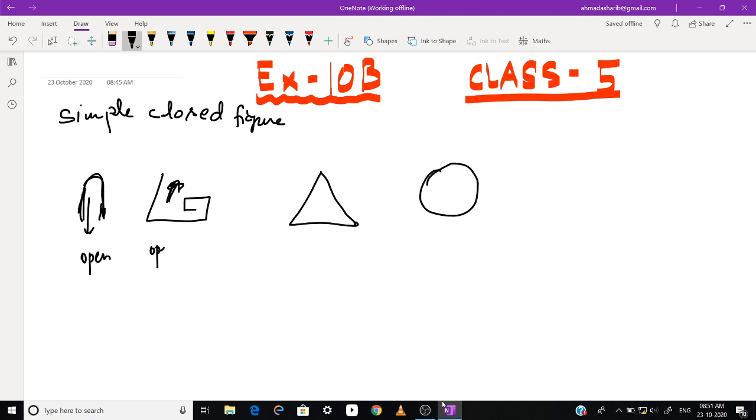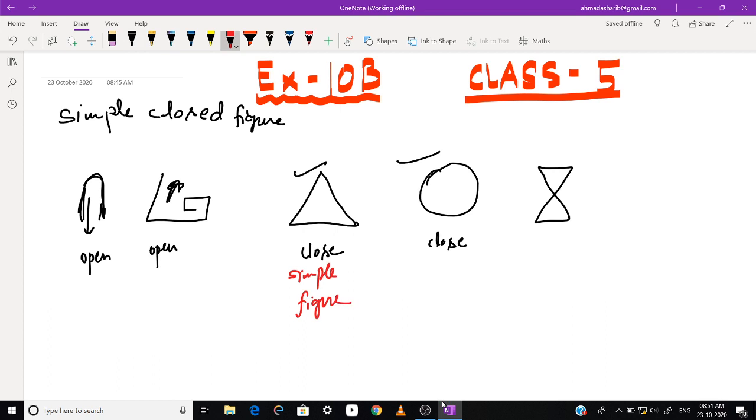This is also an open figure. This is a closed figure. This is a closed figure. Now, look at this figure. This is also closed, but this is not a simple closed figure. This is complex. These two are simple closed figures. But if we talk about this figure, this is closed, but this is not simple, this is complex. You can say complex means difficult. So it is a complex closed figure.